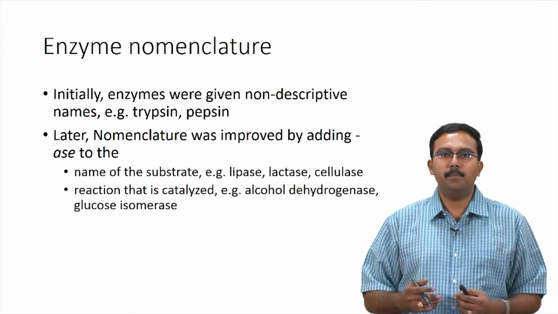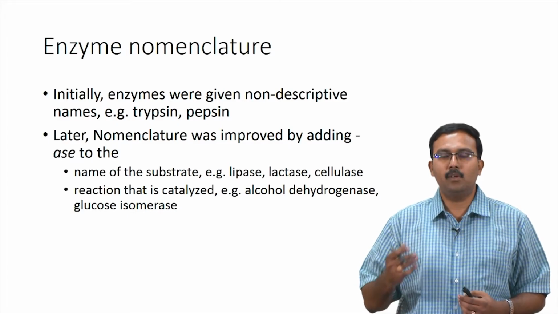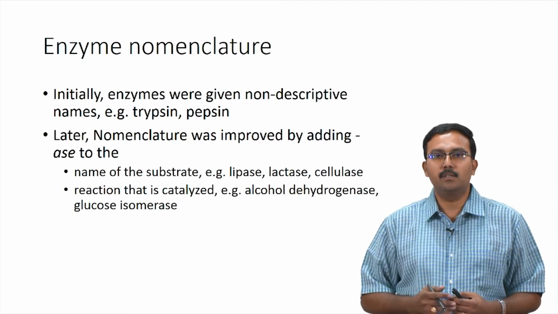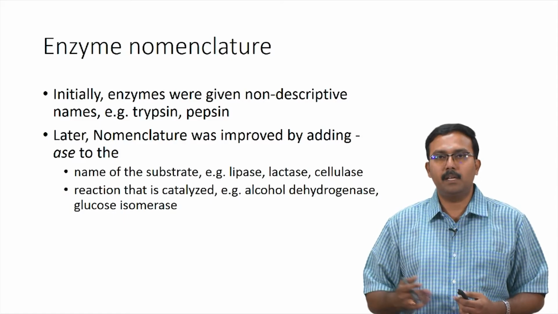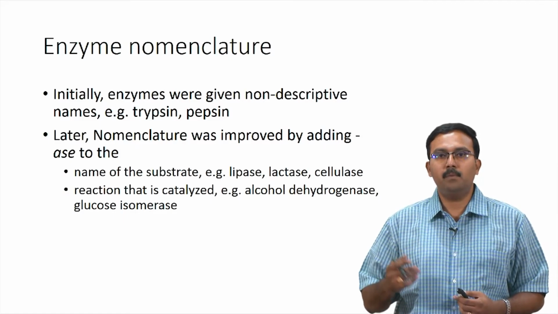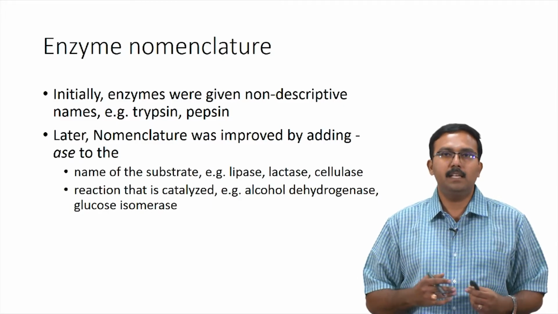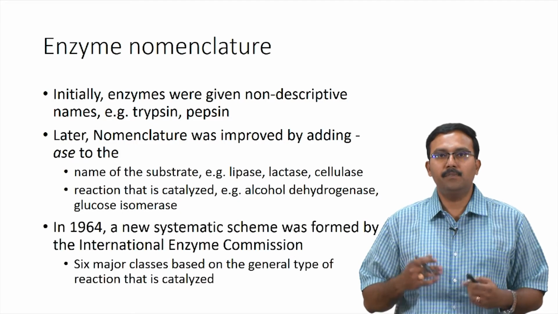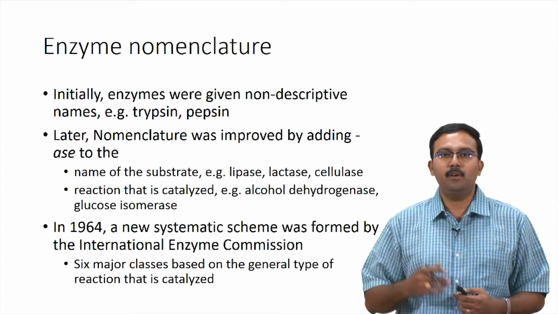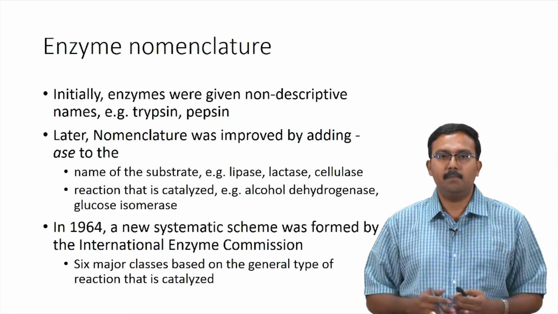With an example like lipase, lactase or cellulase, you know that it is acting on lipids or lactose or cellulose. If the name was an alcohol dehydrogenase or a glucose isomerase, we knew that it performs a dehydrogenation reaction or an isomerization reaction. This gave some information about what the enzymes were. This was further improved in 1964 when a new systematic scheme was formed by the International Enzyme Commission.